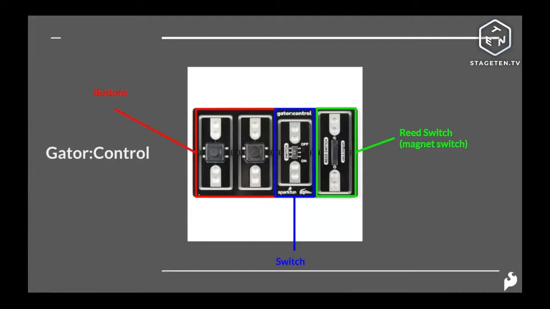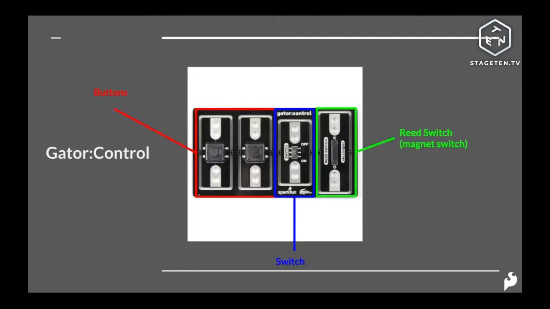First up is our Gator control board. It has 2 buttons. I press the button to close the circuit. I could replace buttons A and B with these buttons, for example, with an alligator clip.